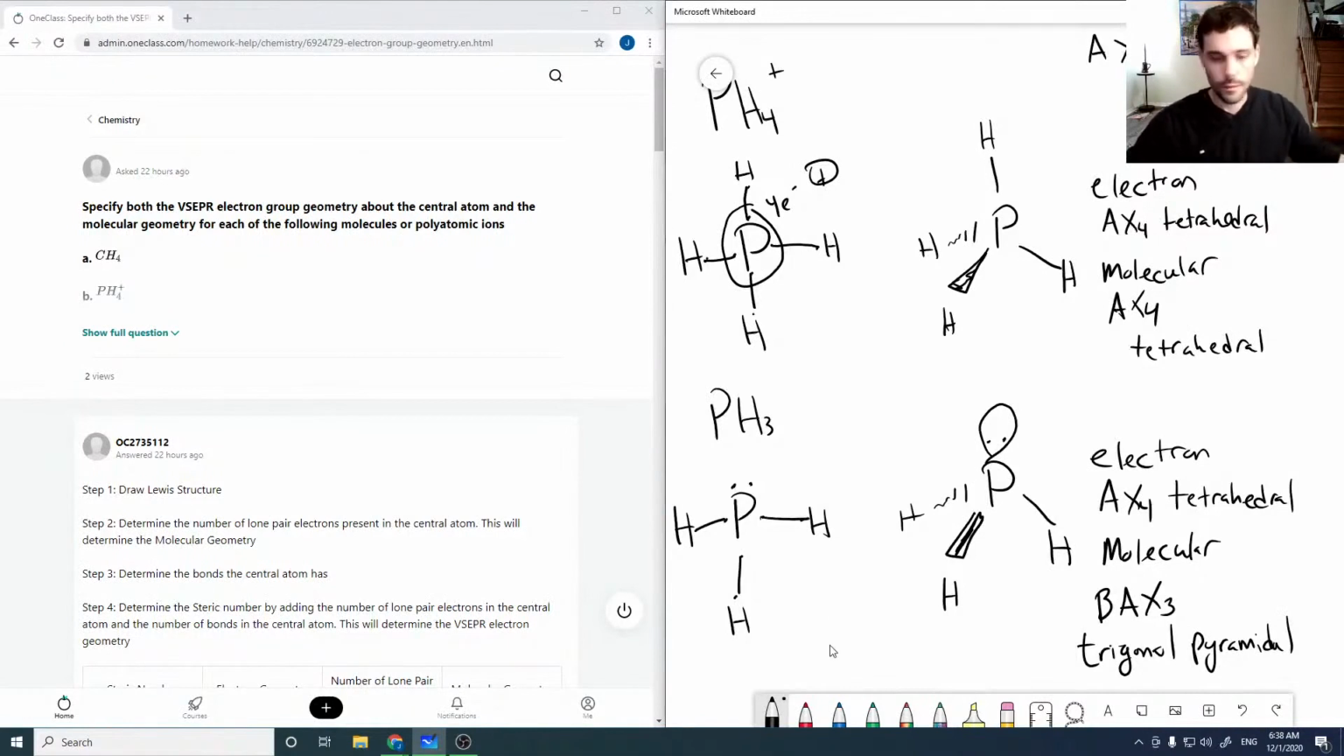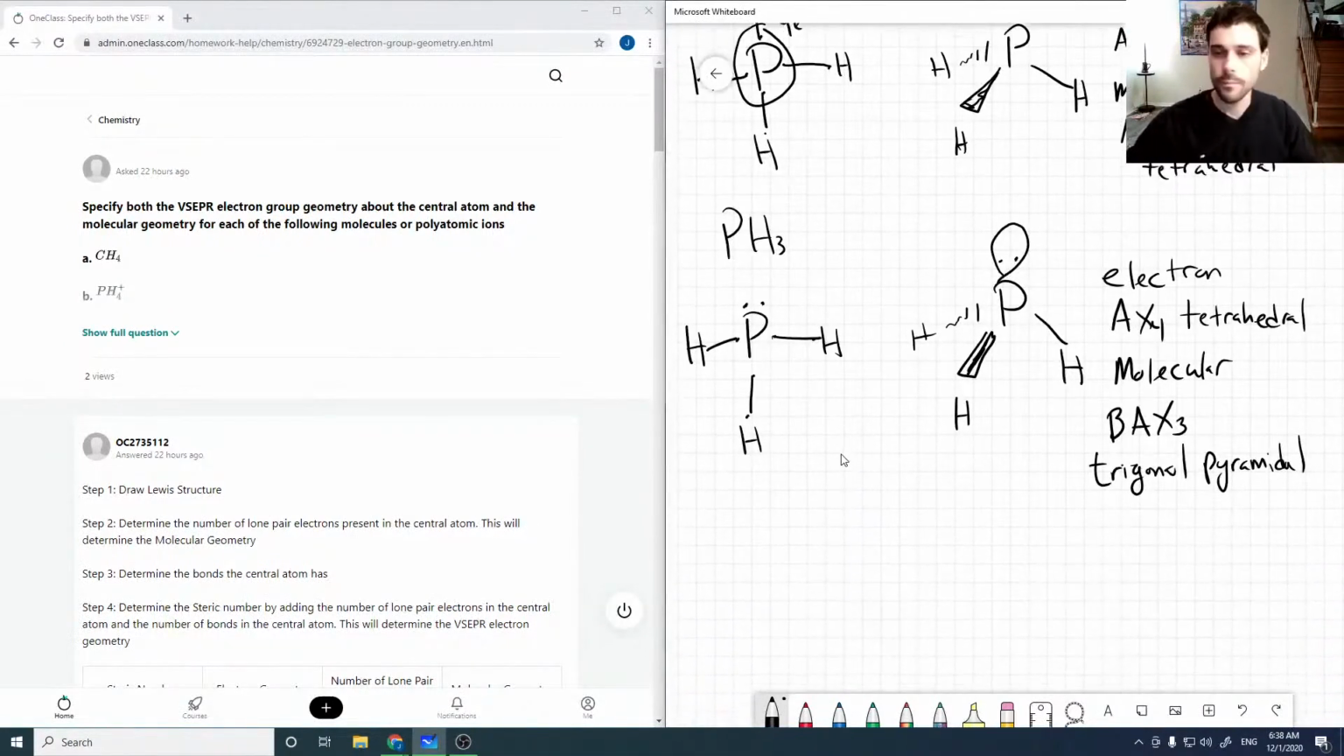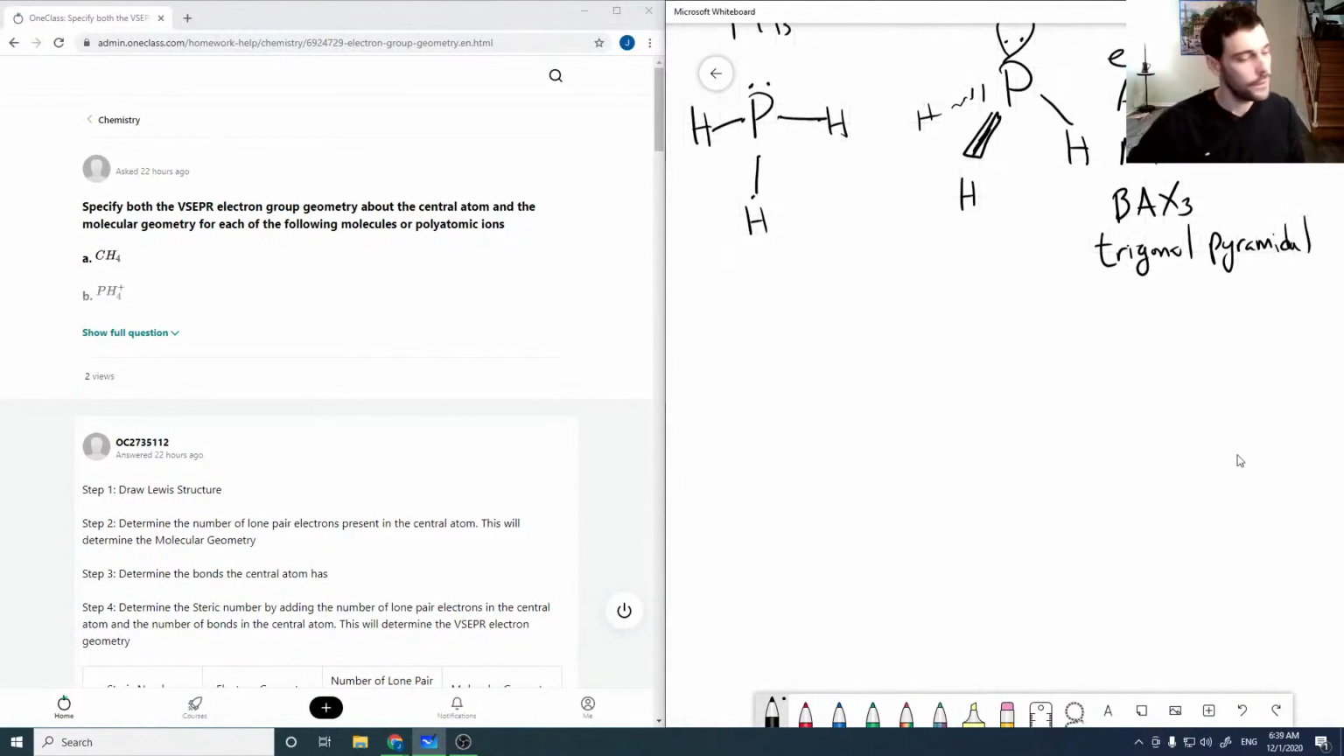And then the last one is NO3 minus. Again, there's 5 valence electrons on the nitrogen and 6 on each of the oxygens. So 6 times 3 is 18, plus 5 is 23, plus 1 is 24, so 24 valence electrons in total.